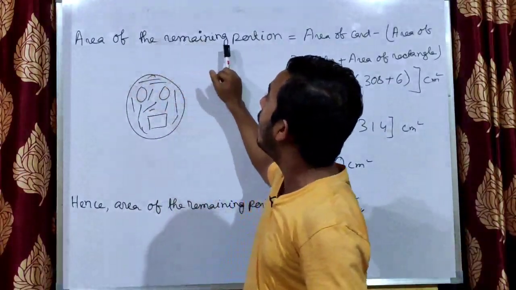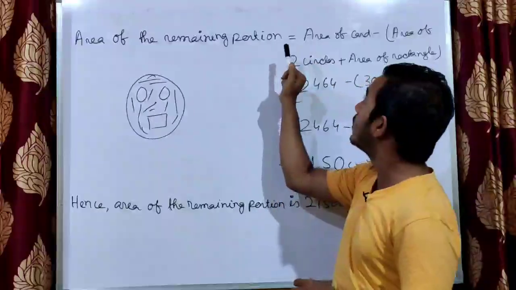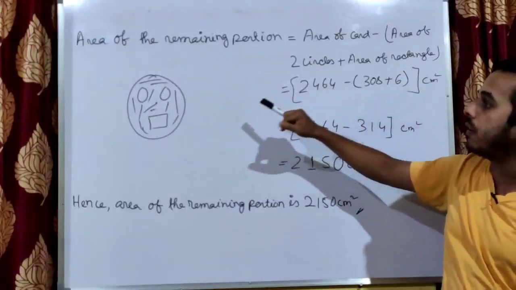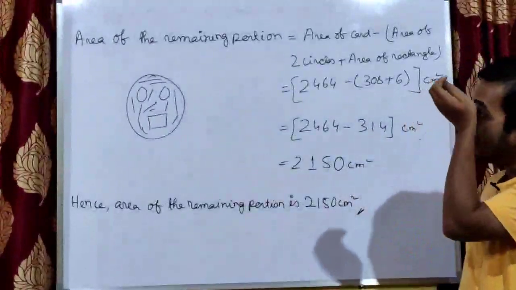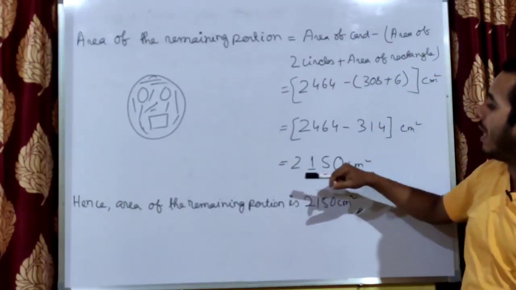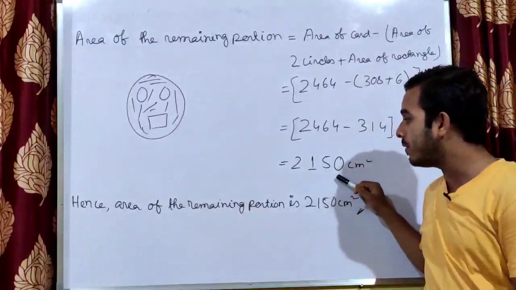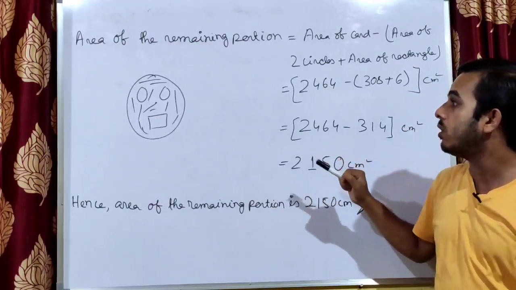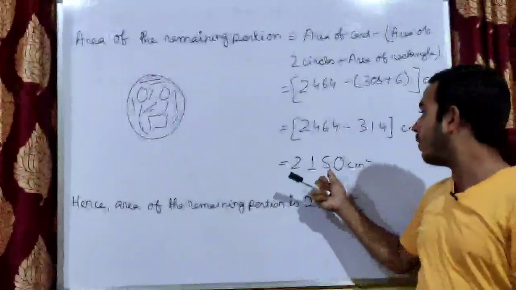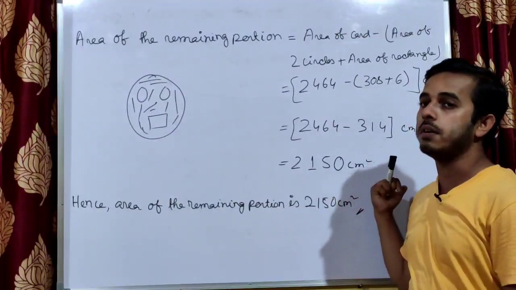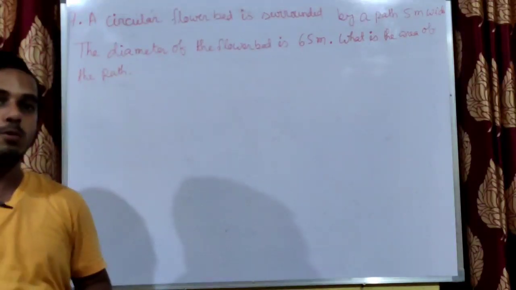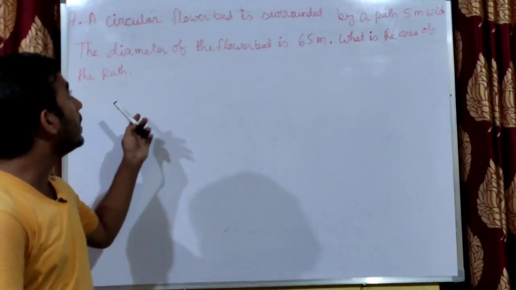We have written: area of the remaining portion equals what? Area of card minus area of two circles, that is circle 1 and circle 2, then plus area of rectangle. So we have done, and the result came 2150 centimeter square. So this portion, its area is how much? 2150 centimeter square. Clear?